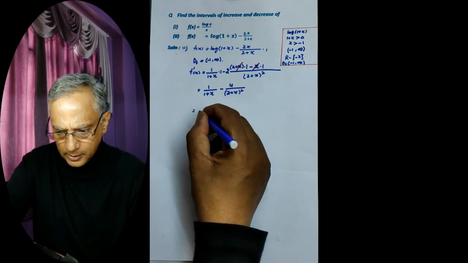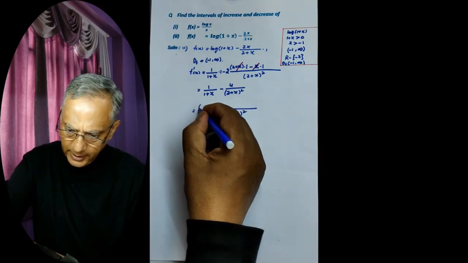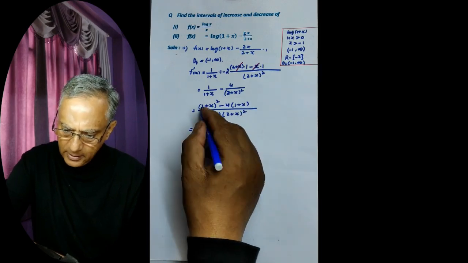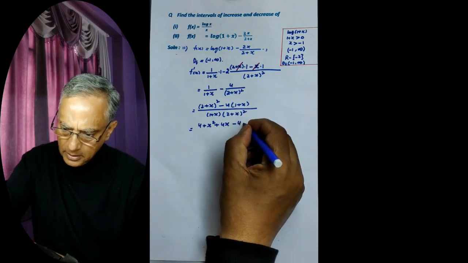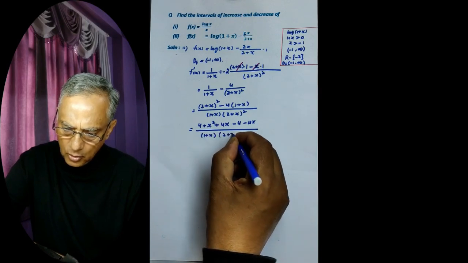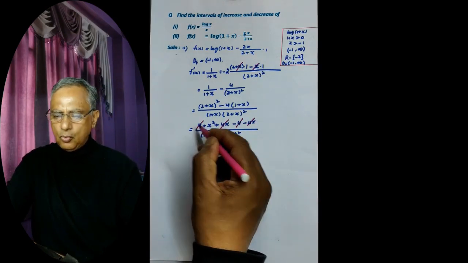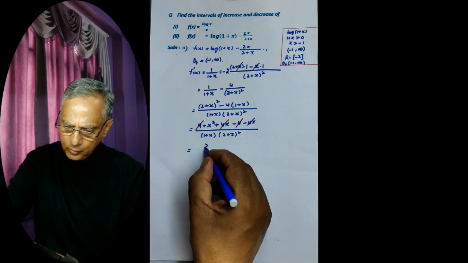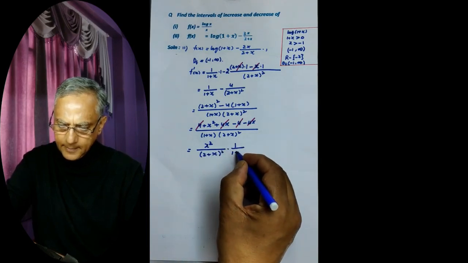Take the LCM. This is (1 plus x) into (2 plus x) whole square. So the LCM we have taken: (2 plus x) whole square minus 4 into (1 plus x). This is equal to, open this bracket, a square plus b square plus 2ab, that is 4x minus 4 minus 4x, whole divided by (1 plus x) into (2 plus x) whole square. Now this 4x cancels with 4x, 4 cancels with 4, and we are left with x square over this. This is equal to x square over (2 plus x) whole square into 1 over (1 plus x).